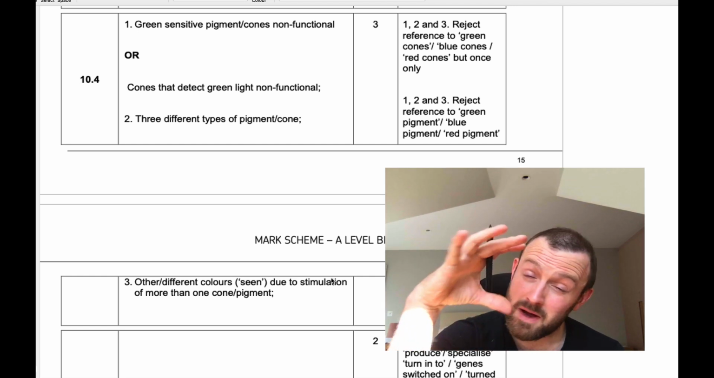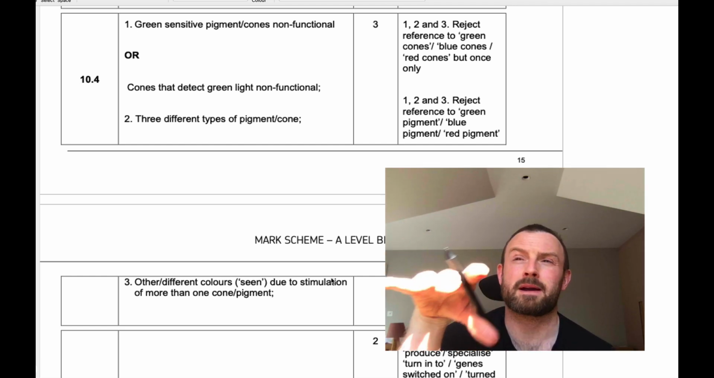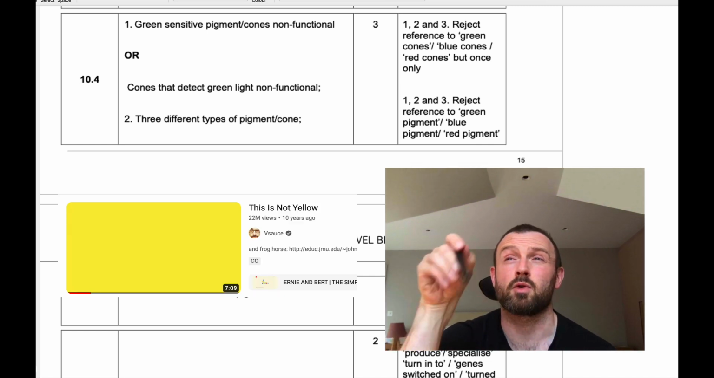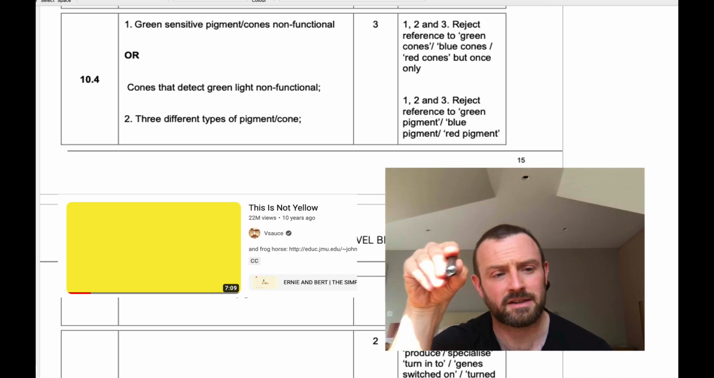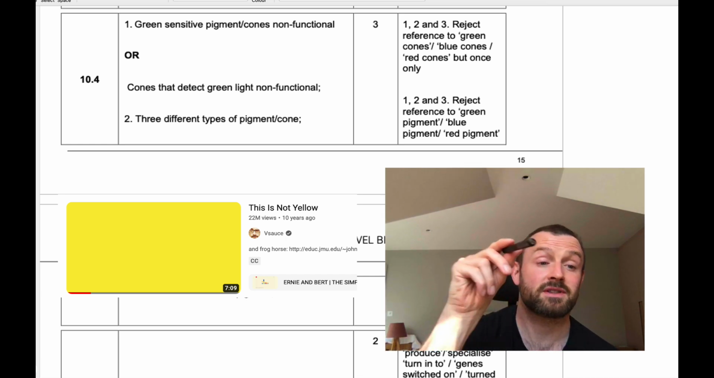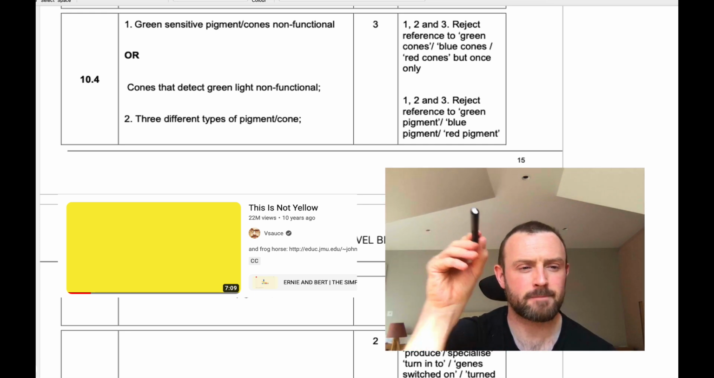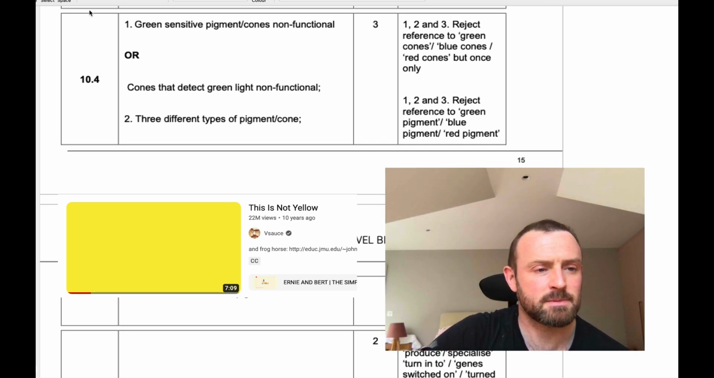If my explanation did not make sense, I really, really recommend checking out a video by the Vsauce YouTube channel called This Is Not Yellow. It will blow your mind. I think it's great. Look it up. Vsauce, This Is Not Yellow. Really interesting 5 minutes to spend watching that video. Okay? Right. Let's move on.